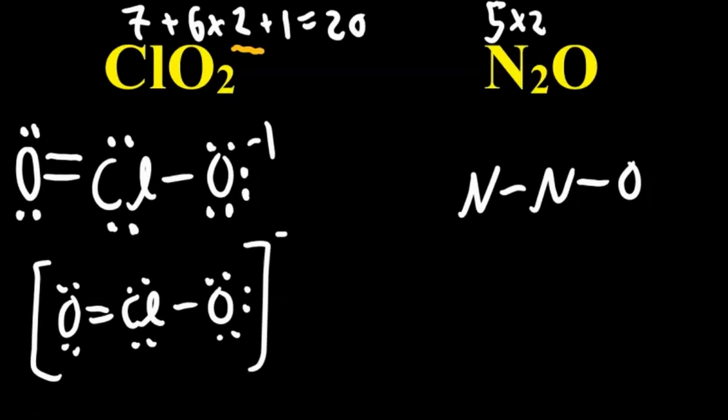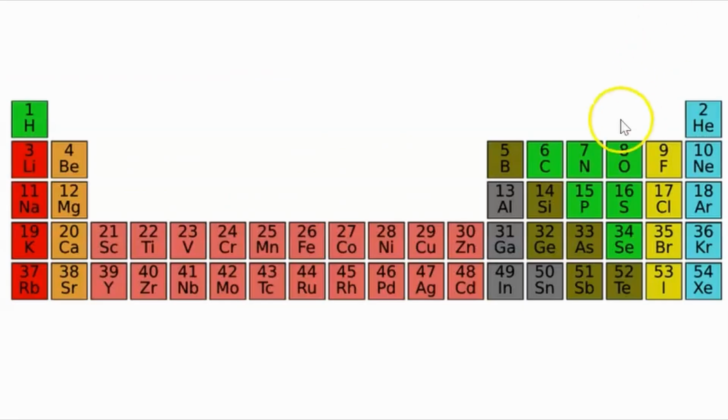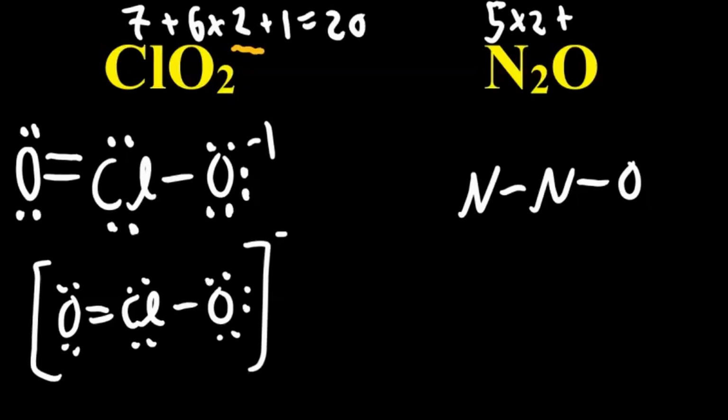5, there's 2 of them. And oxygen has 6. Here's oxygen, count from the left: 1, 2, 3, 4, 5, 6. So plus 6 equals 16. So we need 16 electrons. We have 4 in the bonds.